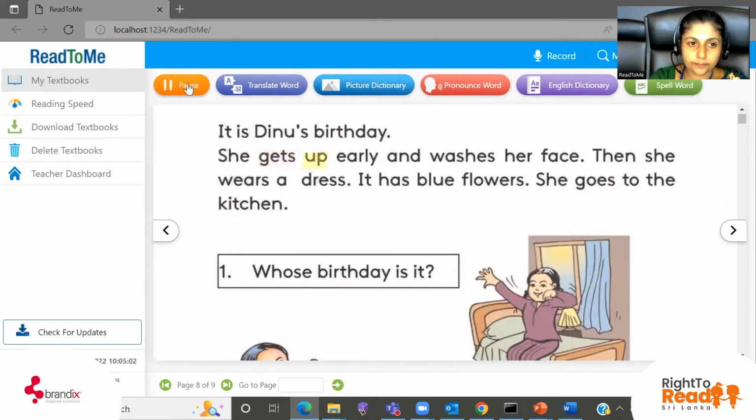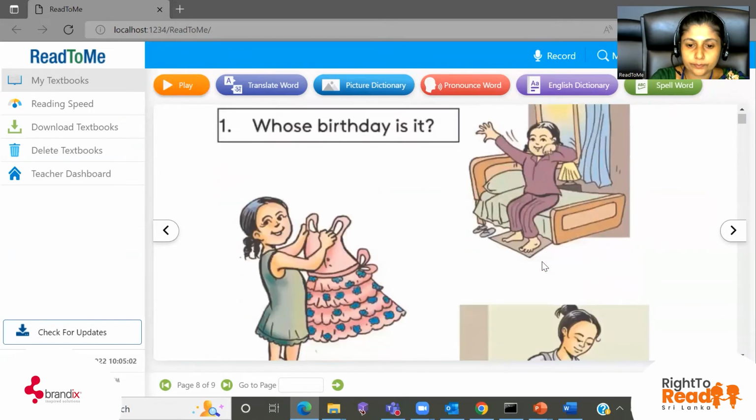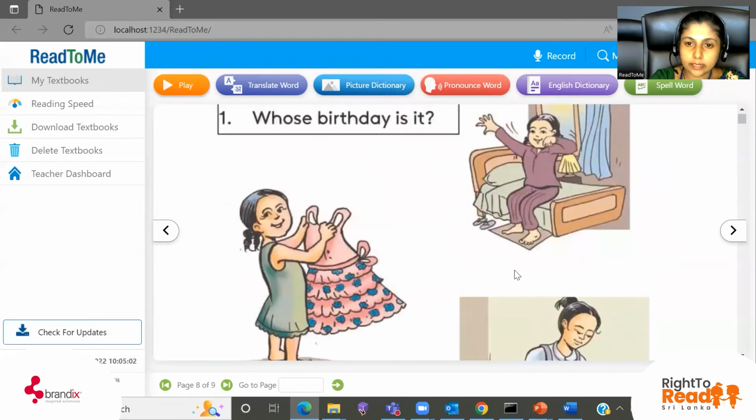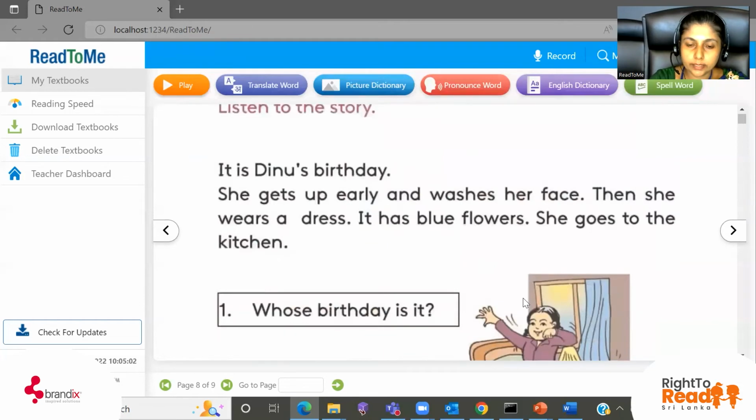Shall we read it again? She gets up early and washes her face. Then she wears a dress. It has blue flowers. She goes to the kitchen. 1. Whose birthday is it? Now there's a question. Whose birthday is it? Yes, it's Dinu's birthday. This is Dinu. These are the actions done by her during her birthday.